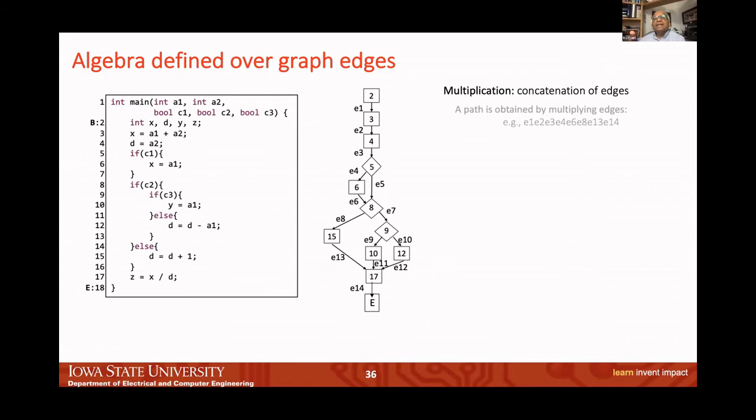So if we concatenate E1, E2, E3, E4, E6, E8, E13, E14, we get a path from 2 to the dummy end node E. So we get paths by concatenating edges. And the addition is union of paths. For example, if we have the expression E3 times, in parenthesis, E4 E6 plus E5, if you look at the figure, it gives us all the paths from node 4 to node 8.